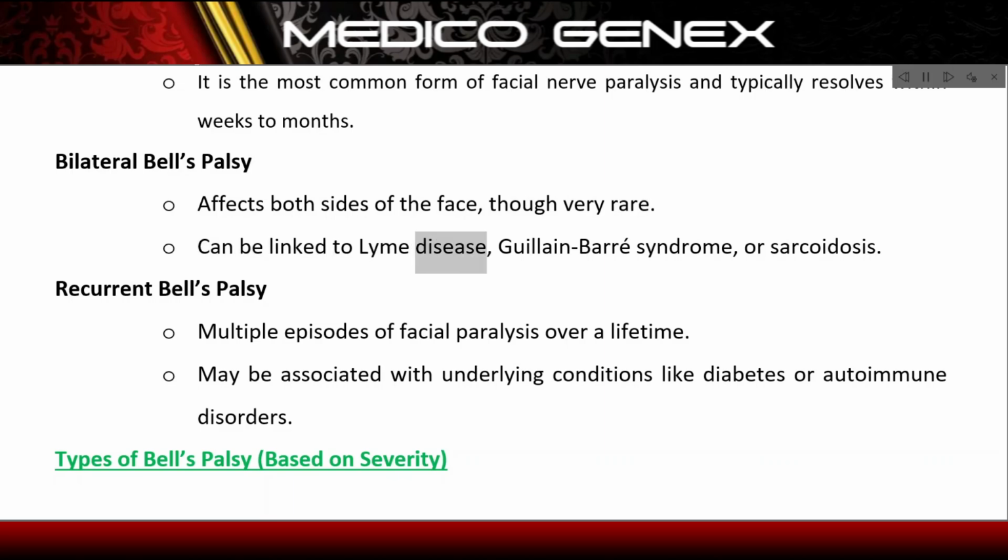Can be linked to Lyme disease, Guillain-Barré syndrome, or sarcoidosis. Recurrent Bell's palsy. Multiple episodes of facial paralysis over a lifetime. May be associated with underlying conditions like diabetes or autoimmune disorders. Types of Bell's palsy, based on severity.